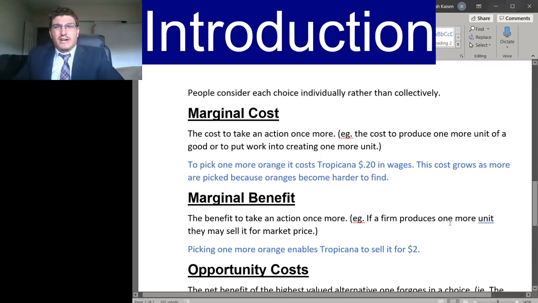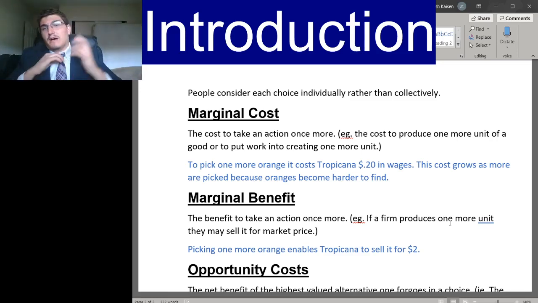Marginal benefits, this is going to be the benefits of taking an action once more, so the flip side of marginal cost. So if a firm produces one more unit, they get to sell it at the market price. Their marginal benefit is the market price. They're gaining the revenue from selling the good. Very important that marginal benefit is the revenue for firms, not their profit. So the revenue is the marginal benefit for firms.